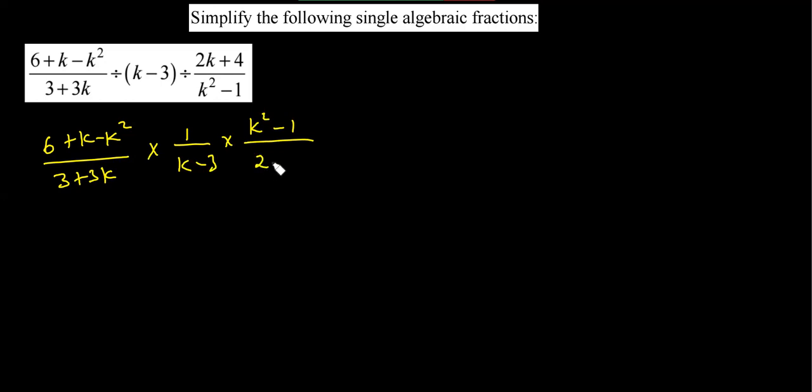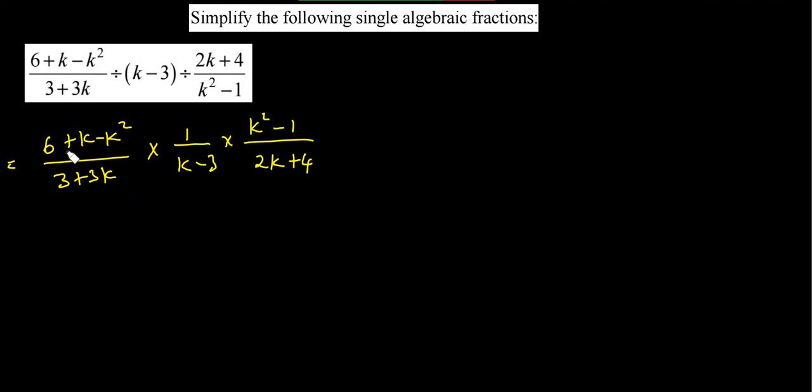Okay, so here you can see what we have. Now we've got k minus 3. So it means that we need to first rewrite our problem and present it nicely. We're going to say it's going to be 6 plus k minus k squared over 3 plus 3k times 1 over, remember, k minus 3 over 1. So now it's 1 over k minus 3 times k squared minus 1 over 2k plus 4. Now we can simply factorize each of them separately.